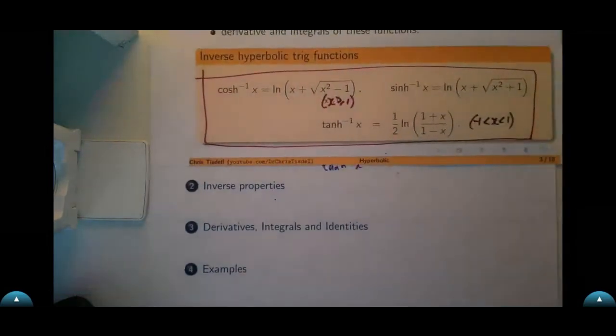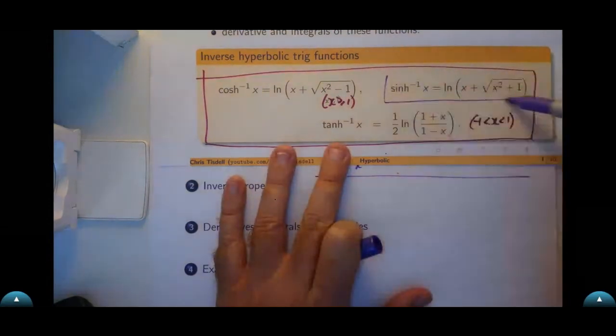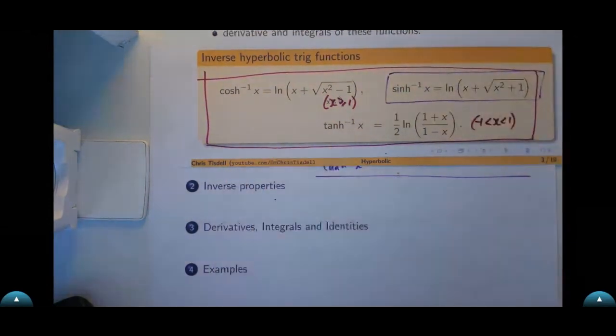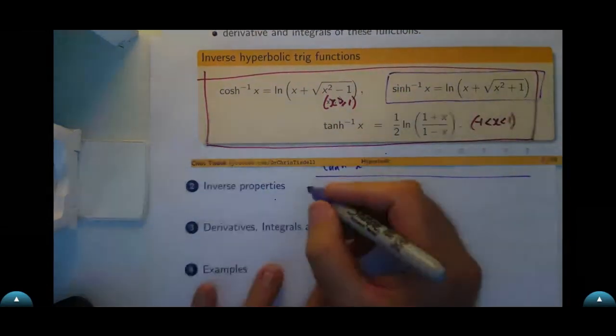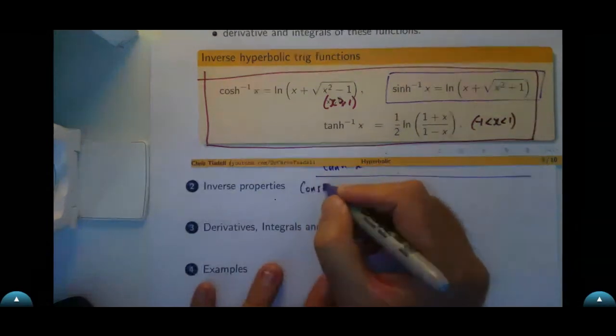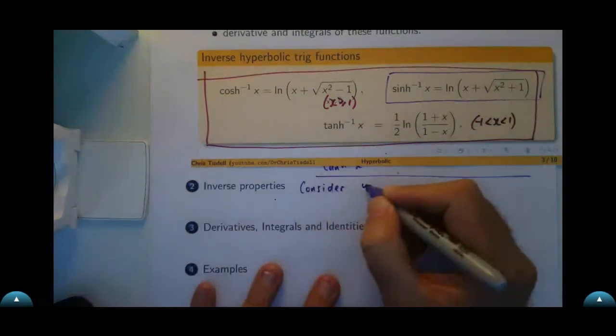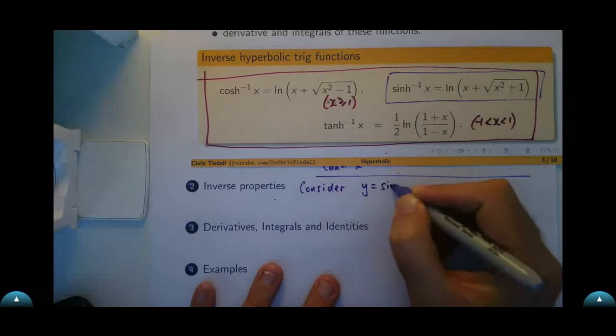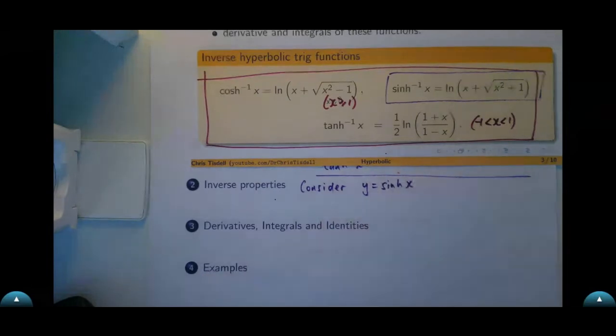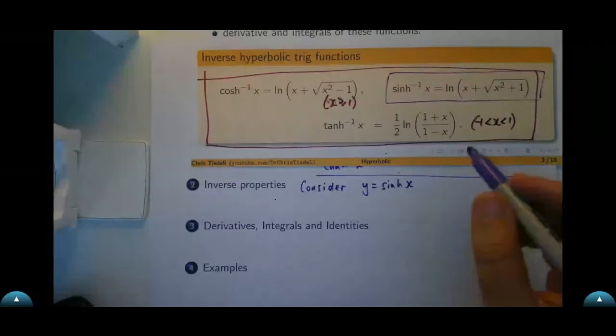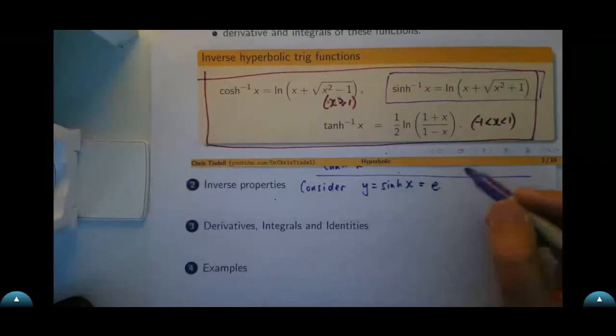Now you might be asked to derive this in the exam. Who knows? But let's start. Where does this actually come from? As a basic derivation, let's start with hyperbolic sine, or sinh. And we're going to write this in terms of exponentials.